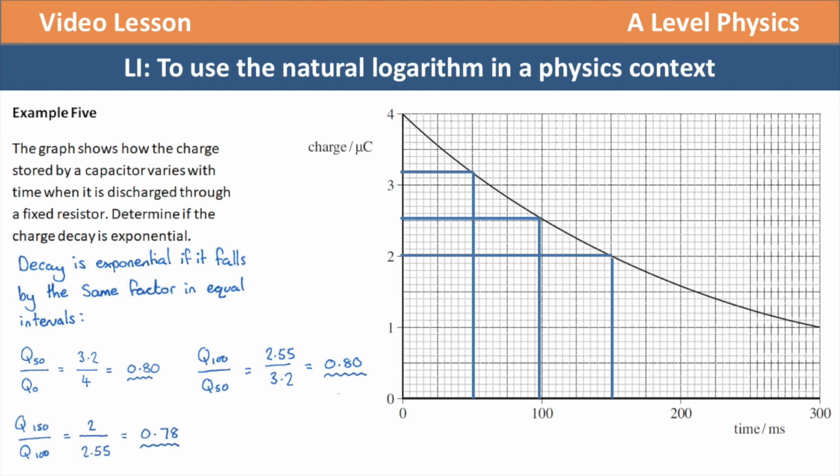So when we do Q150 over Q100, which is 2 divided by 2.55, that comes out with 0.78, which of course isn't exactly the same as the 0.80 values we had previously, but it is close enough to verify that this decay is indeed exponential. Now don't just leave it there with those 3 values, you would then need to put a final statement to actually say that yes, this decay is indeed exponential.